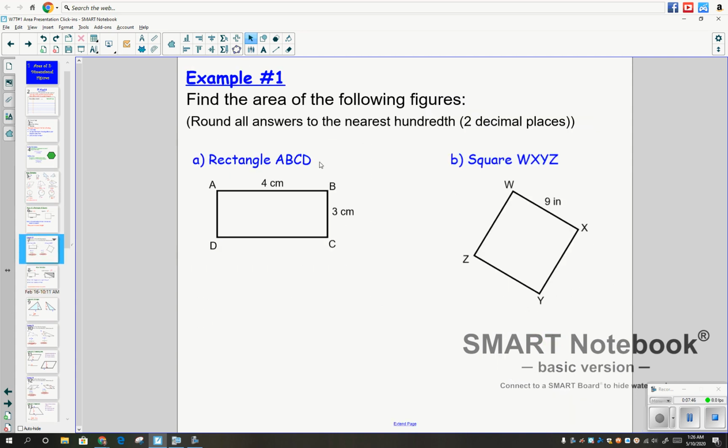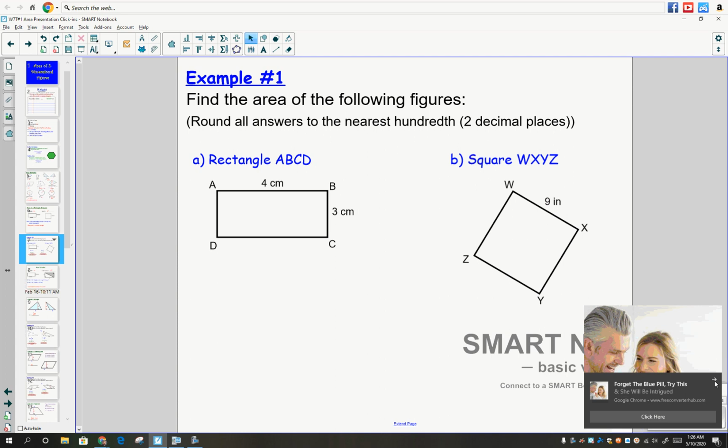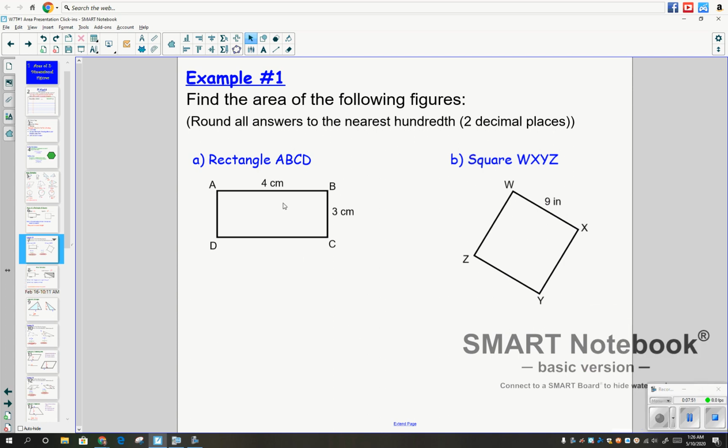Let's look at some examples. So find the area of rectangle ABCD. What's our formula? Area is base times height. Well, what's the base? Yes, the base is 4. What's the height? 3. So it's 4 times 3. What's 4 times 3? 12. And we need a unit of measure. Remember, it's area. It's two-dimensional, so it's 12 centimeters squared is our answer.